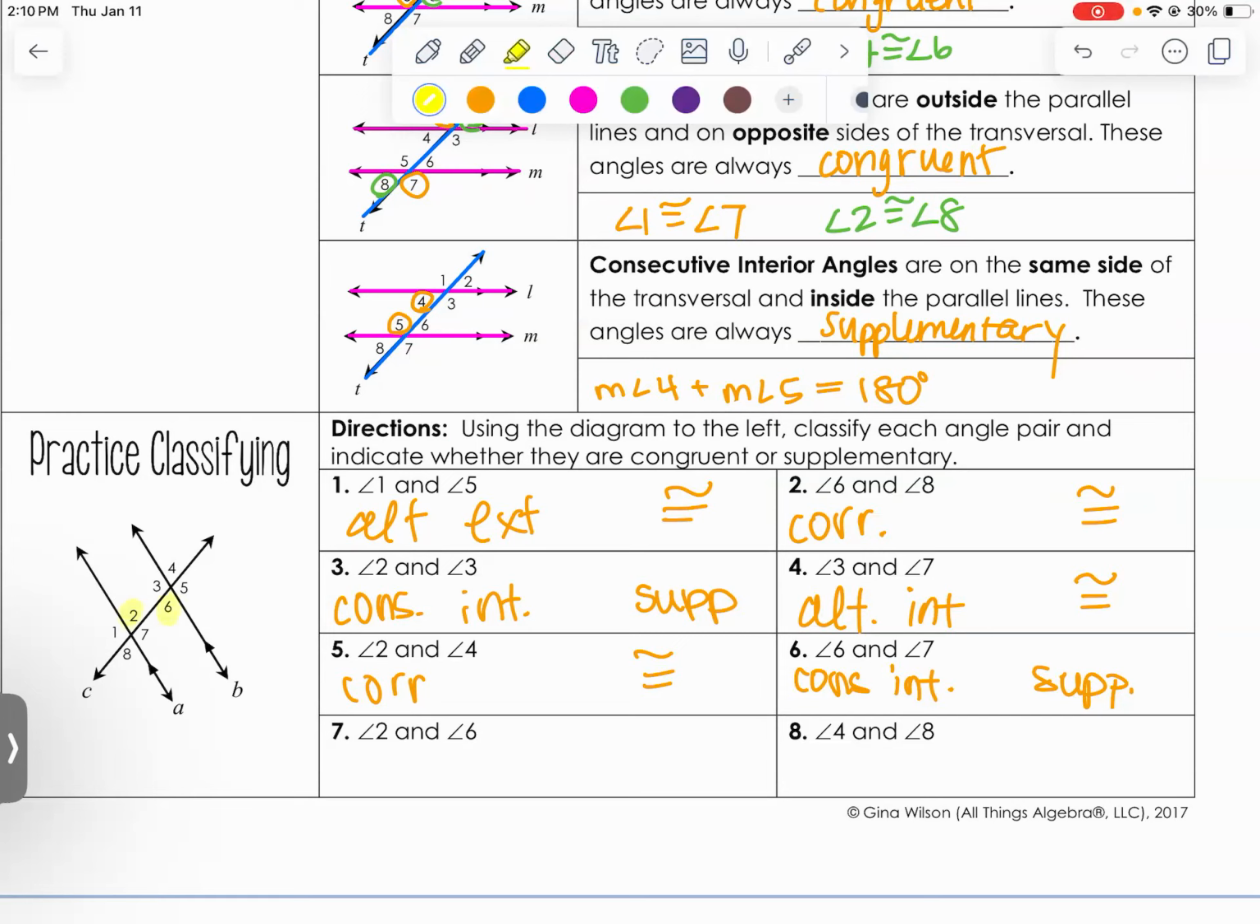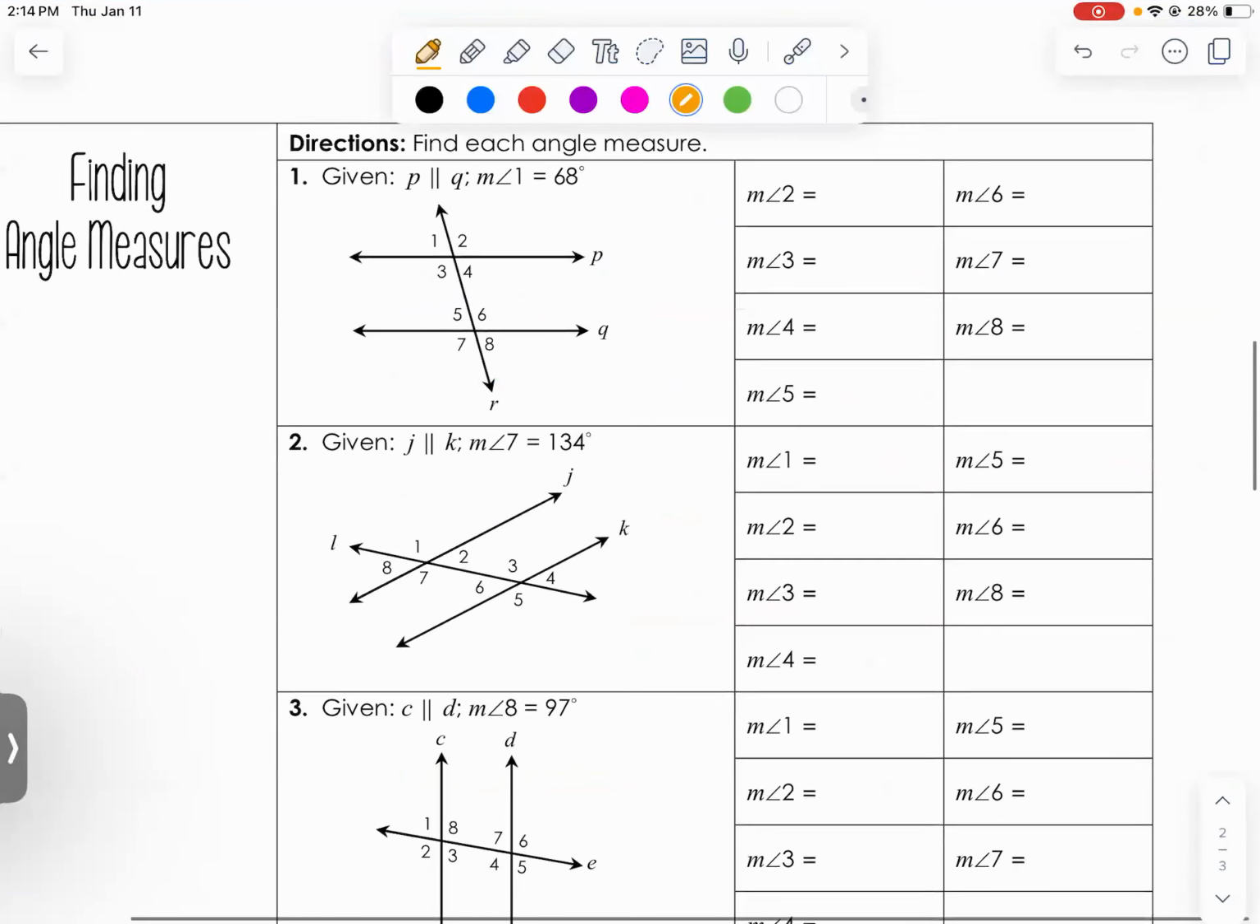Ooh, 2 and 6. Ella, what kind of angles are these? Alternate interior, which means they are congruent. And then last but not least, Izzy, we have 4 and 8. What kind of angles are those? Alternate exterior. And we know that those are congruent. Okay. Okay, next page.